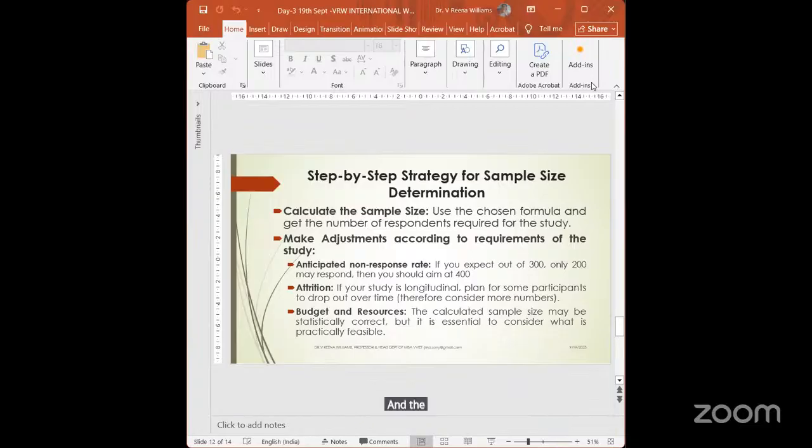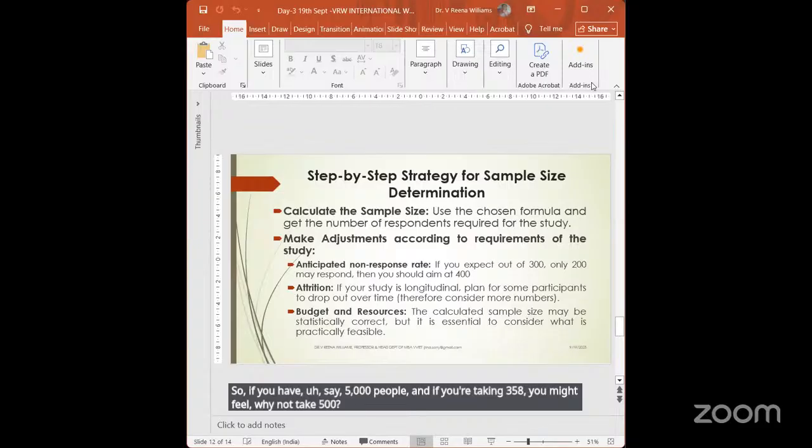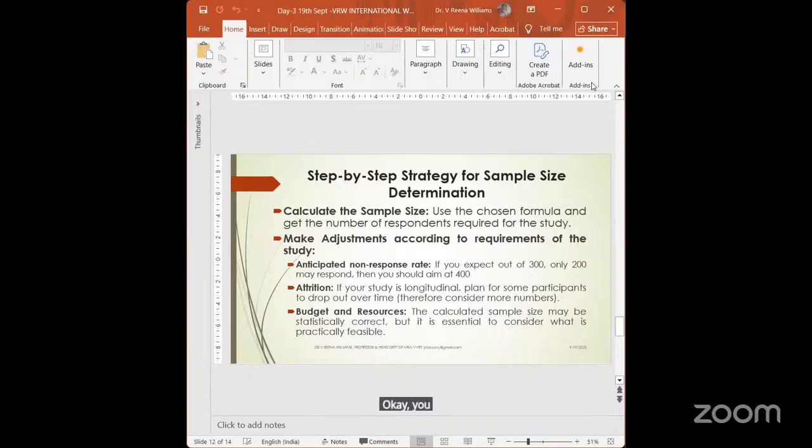And the third important point we need to keep in mind is the budget and resources. The calculated sample size may be statistically correct, but it is essential to consider what is practical and what is feasible. So if you have say 5,000 people, and you're taking 358, you might feel, why not take 500? That is feasible, that is better. You can take it that way as well. So these are the points that you need to keep in mind, please.